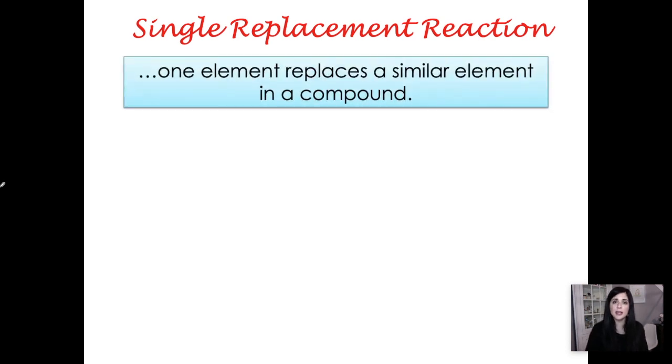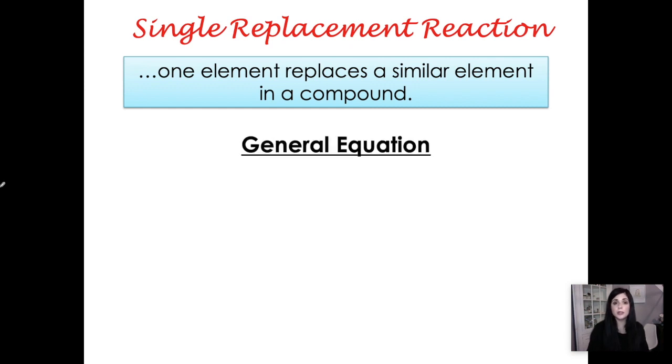The next type of reaction is a single replacement, and single replacement reactions are when one element replaces a similar element in a compound. And when I say similar, we mean either positive for positive or negative for negative. So positive replaces positive in a single replacement reaction and negative replaces negative.